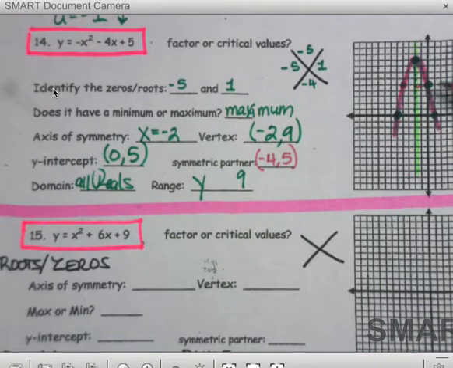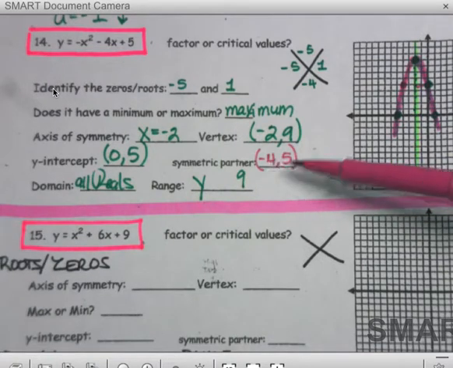And then the y-intercept is 2 units to the right of the axis of symmetry, which means its symmetric partner would be 2 units to the left. And that would just end up with the point -4, +5.